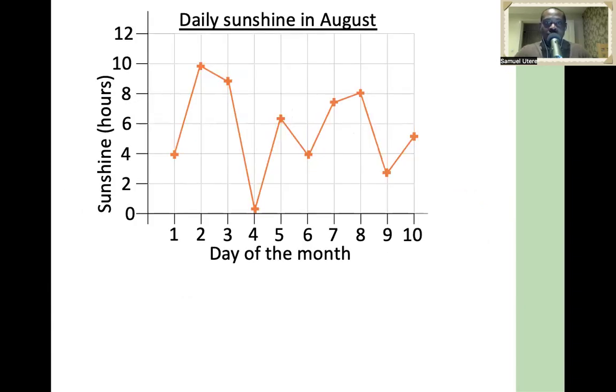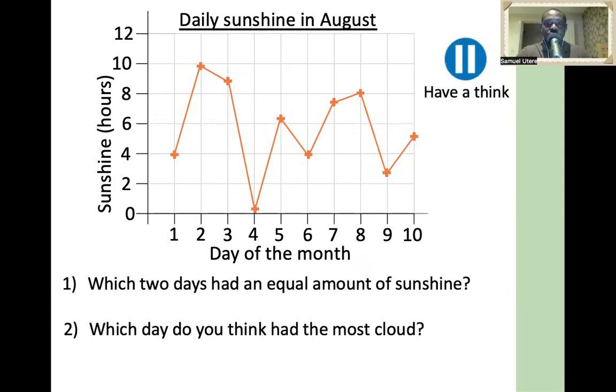All right, here is our final line chart example for the lesson. So sometimes you have a line chart that looks like this. So not all line charts will go from bottom left to top right. Some line charts, you see them from top left to bottom right. Some line charts would look like this. So we'll ask some questions. Have a think. How would you answer these questions?